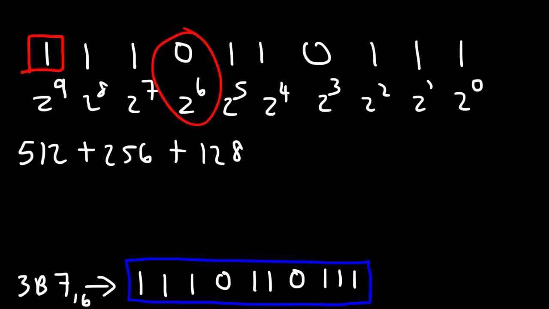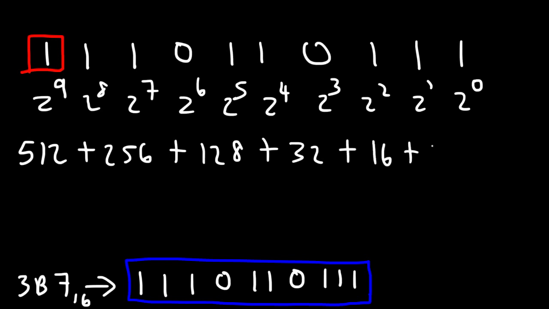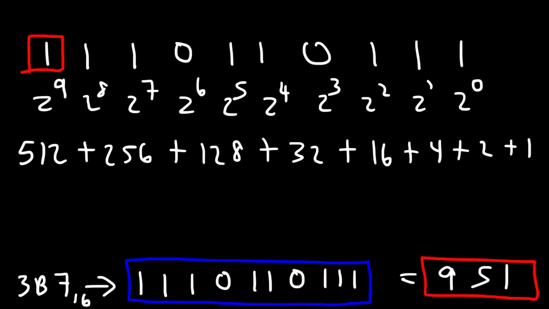Now 0 times 2 to the 6, so that's going to be 0, and then we have a 1 in front of 2 to the 5th, which is 32, and then 1 times 2 to the 4, and then 2 squared, and 2 to the 0 is 1. So if we add 512 plus 256 plus 128, plus 32 plus 16 plus 4 plus 2 plus 1. That will give us the number 951.